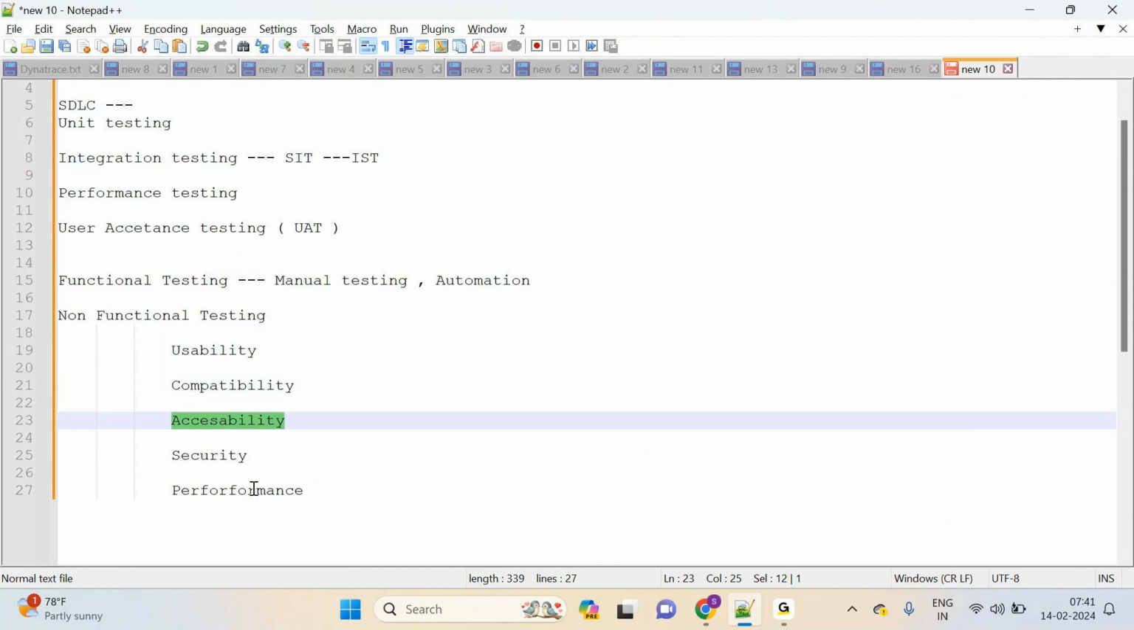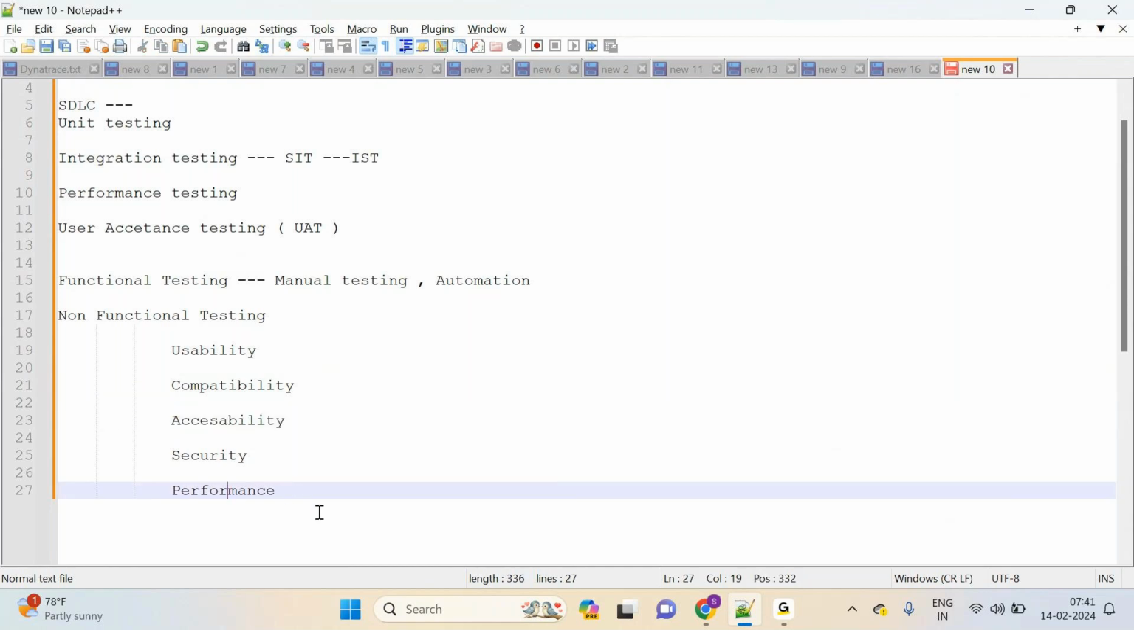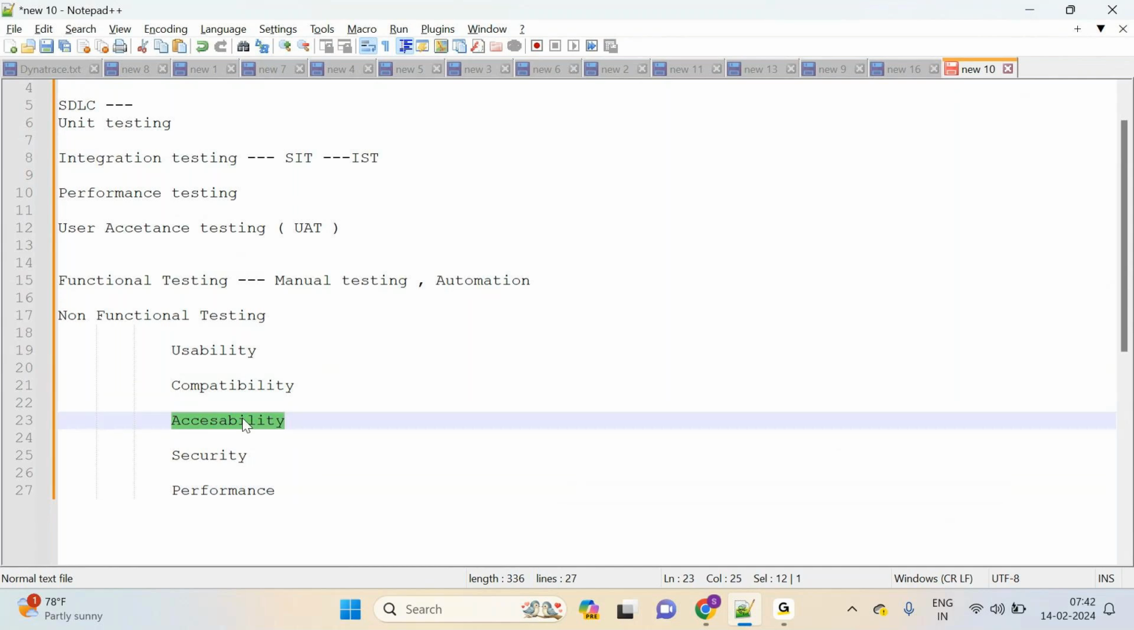Accessibility is about people who may have some challenges. Say some physically challenged people will not be able to see or hear anything. For those people, what provision do you have in your application? There are applications that provide provisions for these people to use them. Either they will add a speaker feature, or they will add certain additional capabilities that enable them to use the application.